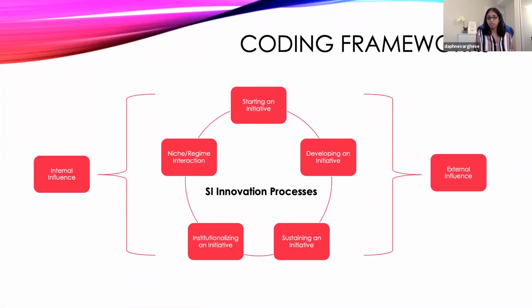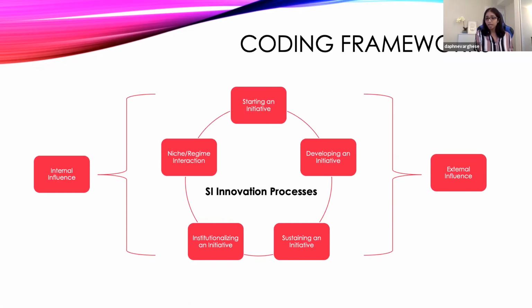As you can see from the slide, the coding framework is presented as a process where the codes were developed in order to understand how the cases went from their starting phase to their niche regime interaction phase. However, we were aware that in the midst of going through various phases, there could be tensions in the SI initiatives developing internal or external influence.